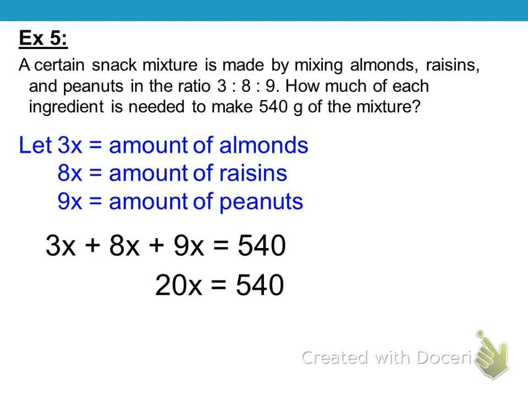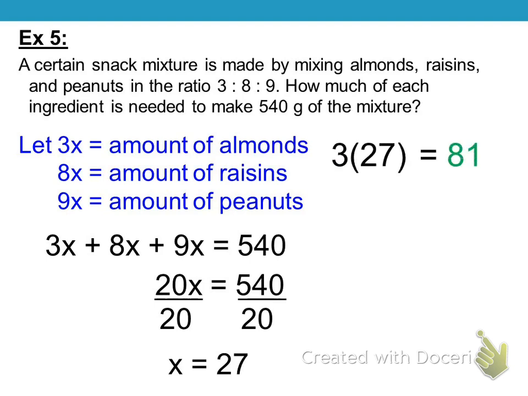So I'm going to combine like terms on the left. 3x plus 8x plus 9x is 20x. Divide both sides by 20. X equals 27. So plug that back into each. Times 3 will give us the amount of almonds, times 8 will give us the amount of raisins, and times 9 will give us the amount of peanuts.